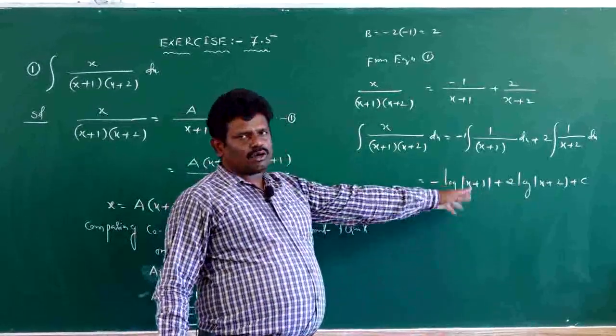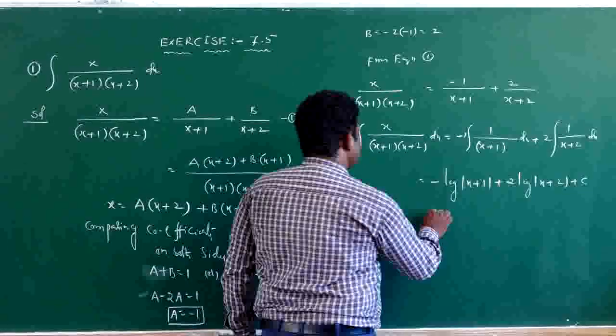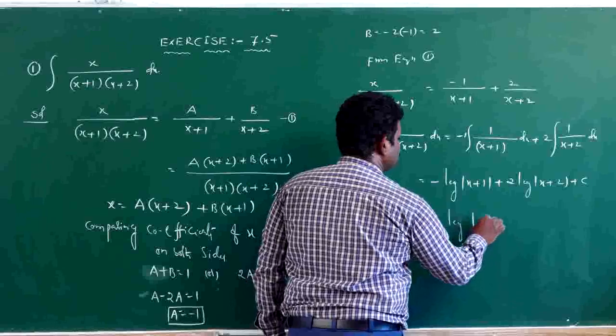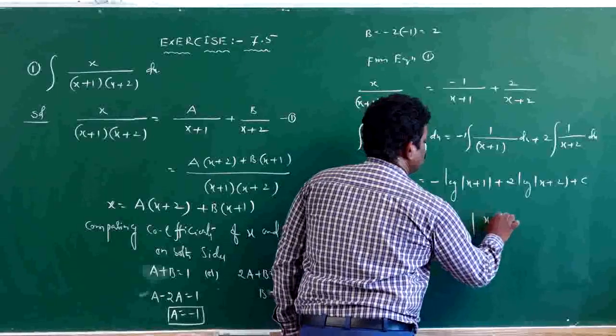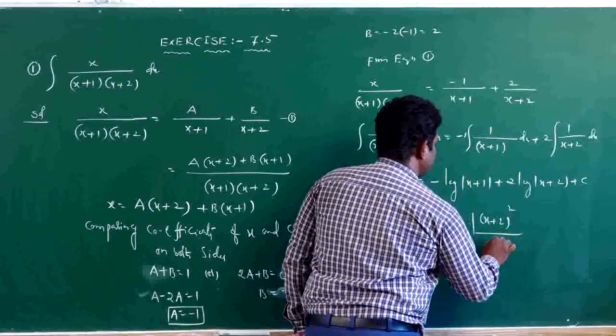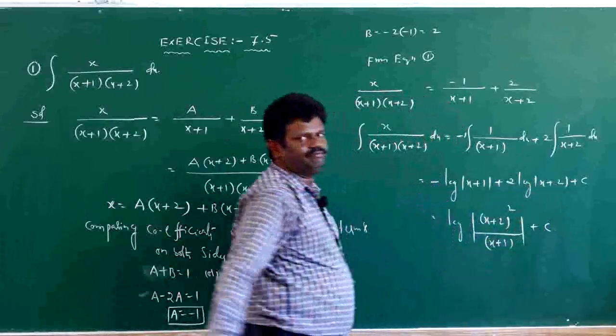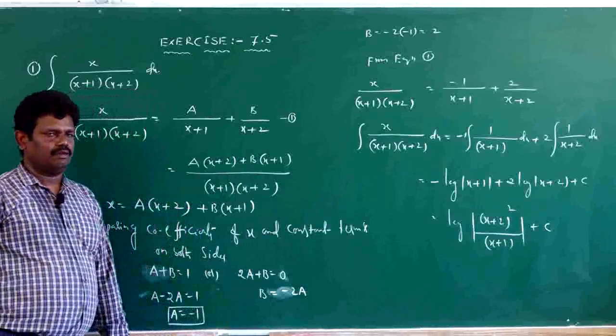So this is the solution, over. Otherwise, if you want to write it in simplified form, using the log m minus log n formula, it is log of x plus 2 whole square by x plus 1, plus c. Correct.